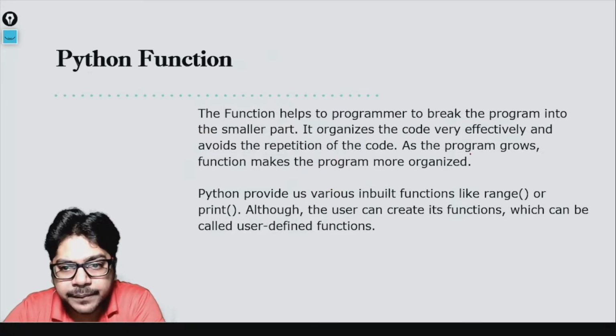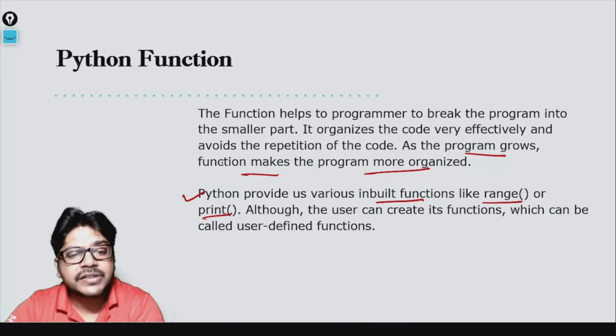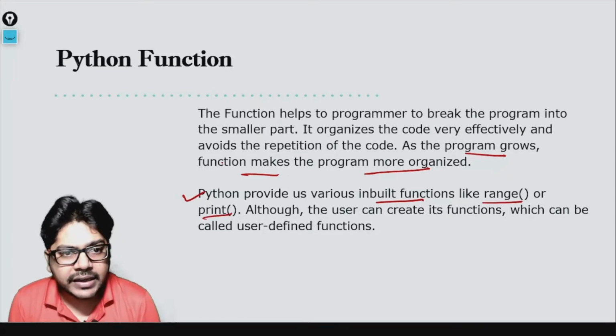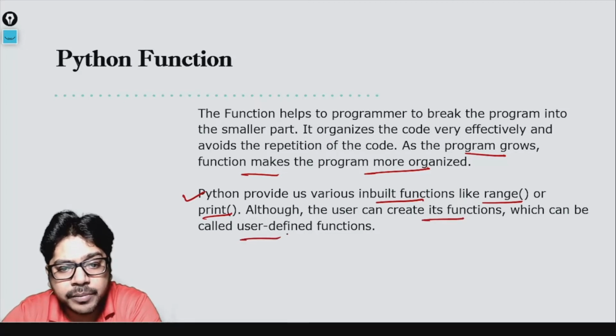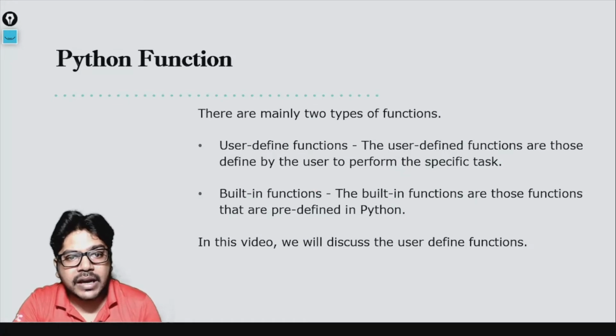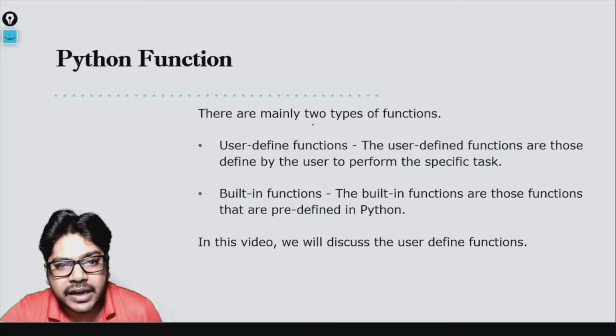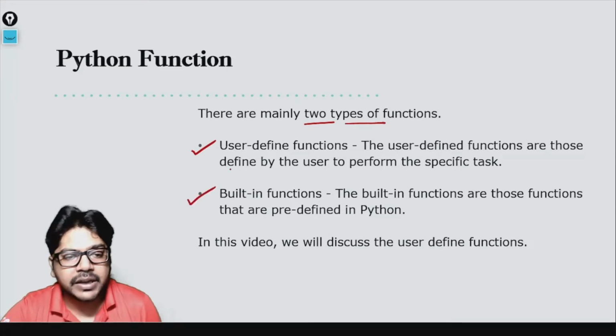So proceed further. As the program grows, functions make the program more organized. Python provides us inbuilt functions like the range function or print function that we have already used. Although the user can create their own functions, which are called user defined functions. So now you are getting one more thing: there are mainly two types of functions. One is called user defined function and the other is called built-in function.